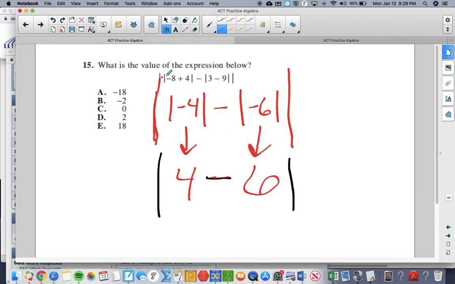But now we have these larger absolute value bars on the very outside of the expression. So now we have to work inside of these bars and do what's inside of it. So 4 minus 6 is -2. So now we have the absolute value of -2. Once we simplify what's inside, we finally take that distance to 0. And the distance from -2 to 0 on a number line is 2. So the solution is +2. Doing some order of operations there.